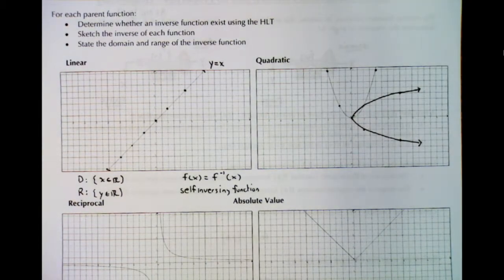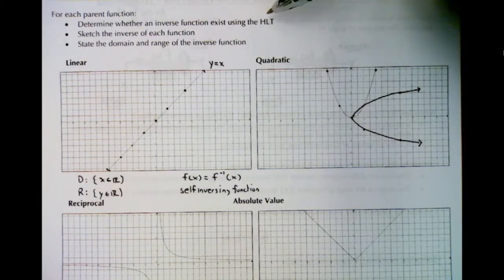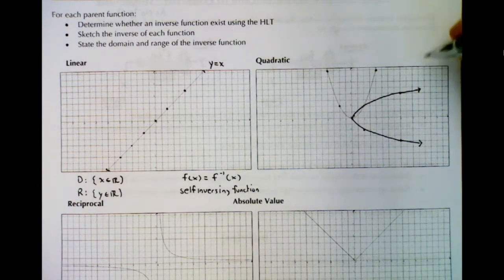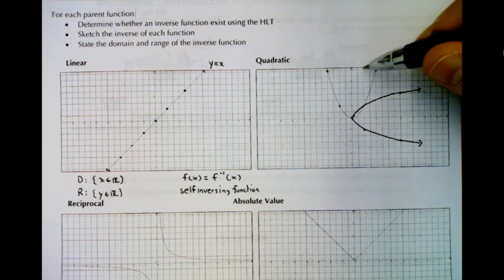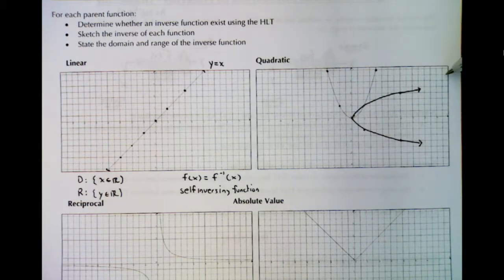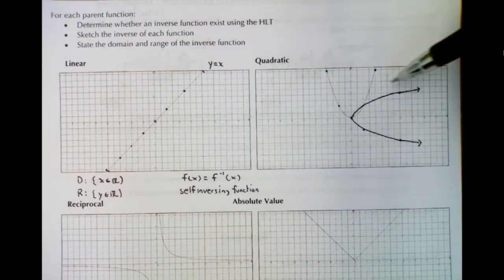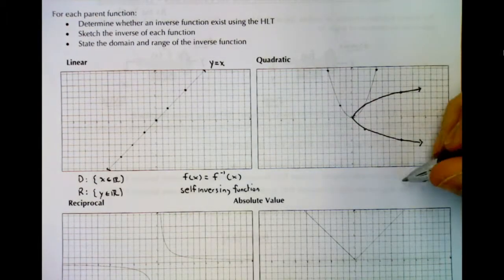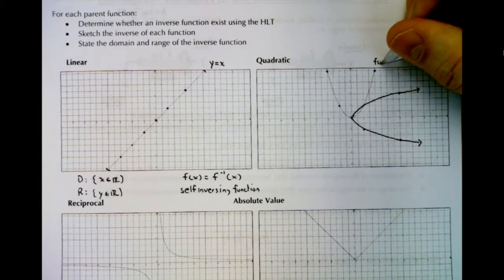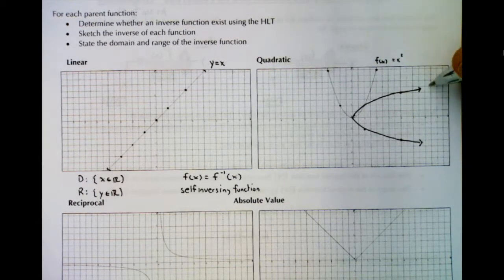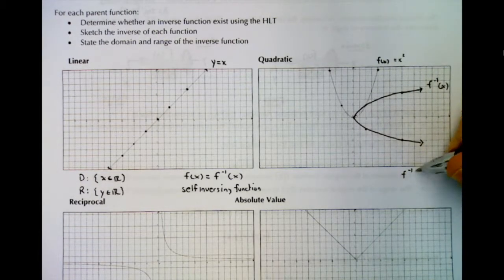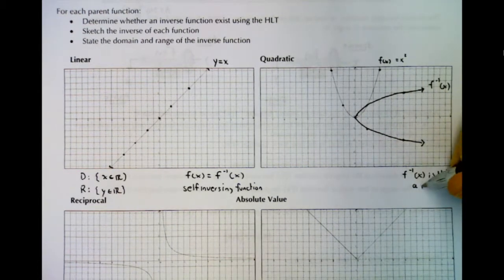We keep skipping the first step. Determine whether an inverse function exists using the horizontal line test. Well, now looking at the inverse, we can tell that this isn't a function because it doesn't pass the vertical line test. But if we look at the original and do a horizontal line test, it would hit here and here. Or if we did it down here, it would hit here and here. So it's not a function. If we call the original f of x, x squared, this would be our inverse function, and f inverse is not a function.